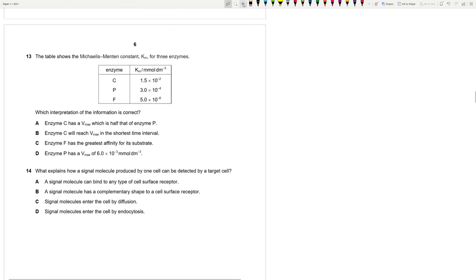The table shows Michaelis Menten constant Km for 3 enzymes. Which interpretation of the information is correct? Listen up, guys. The lower the value, the better. So F has the highest affinity for a substrate, okay? Enzyme C has a Vmax which is half that of enzyme P. What? This is no interpretation. We don't know about Vmax here, okay? We don't know anything. Enzyme F has the greatest affinity for the substrate. This looks good, okay? Because the lower the value, the greater the affinity. Remember that. The substrate concentration at half Vmax is the Michaelis Menten constant.